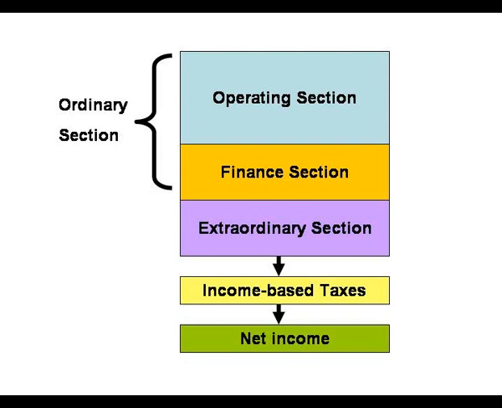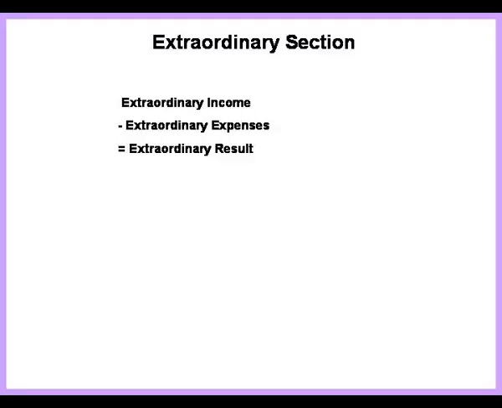And that leaves us with the extraordinary section. The extraordinary section is not subdivided into anything more than extraordinary income and extraordinary expenses, because these are positions that are not supposed to be recurring. They're very unusual. And if we stay with the previous example of a factory burning down, then we might receive extraordinary income in the form of insurance payments. But on the other hand, we'd have extraordinary expenses due to the destruction of our factory.